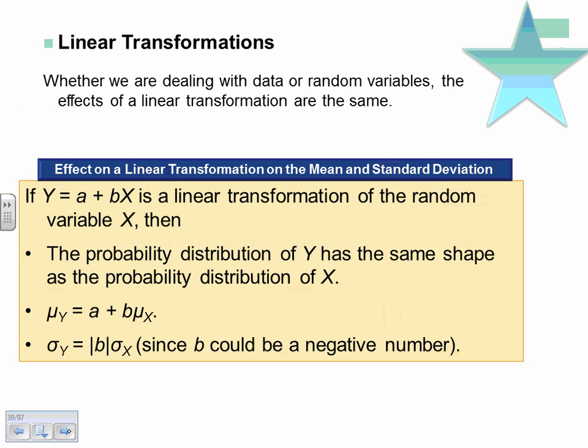So in general, this is really, really good. The mean, you are going to add and multiply by b. The standard deviation, you multiply by b, well, the absolute value of b, because you can only have it be positive. So this is good to kind of remember when you're doing all your linear transformations.